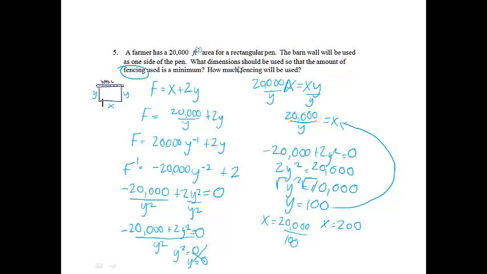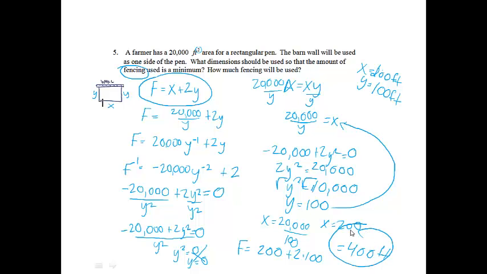So it says what dimensions should be used. I would say x would equal 200 feet and y would equal 100 feet, and then it said how much fencing will be used. So I'm going to go back up into my fencing formula. I'm going to have fencing equals x, which is 200, plus 2 times 100, and that will give me 400 feet of fencing.